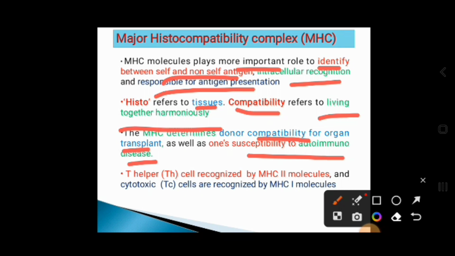Now, T cells do not recognize and bind the antigen on their own. Rather, they recognize and bind the antigen when it is bound to MHC molecules. The TH, that is T helper cells, are recognized by the MHC II molecules, whereas the cytotoxic T cells are recognized by the MHC I molecules.